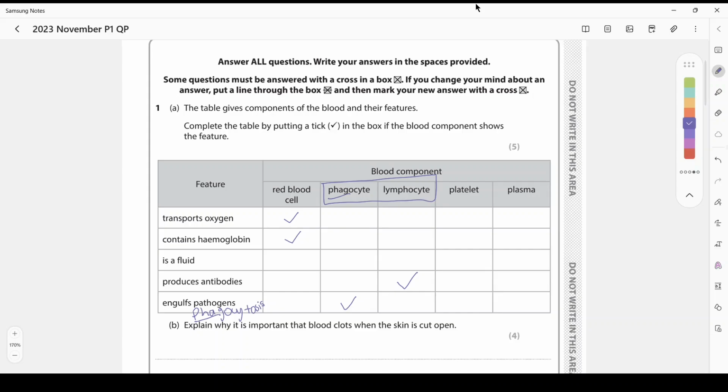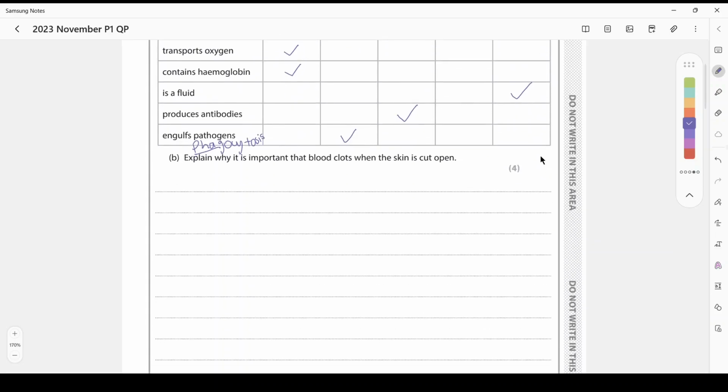So platelets actually don't fit any of the description that's here. Platelets are responsible for blood clotting. And we'll go over that in the next question. Plasma is a fluid. So plasma is the fluid that makes up most of our blood. And our plasma is responsible for transporting things like carbon dioxide, glucose, amino acids, hormones, and heat throughout our entire body.